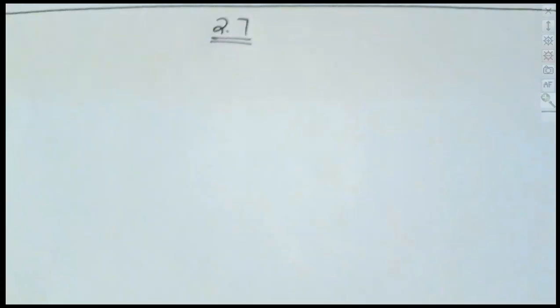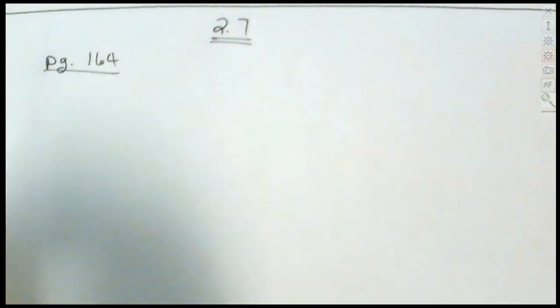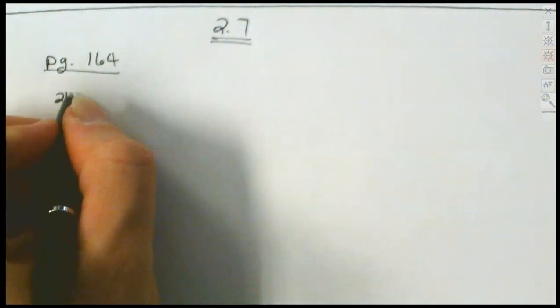So we're going to start on 2.7 by looking at and comparing different items to see which one is the lowest cost per ounce. We're going to look at probably just do one of these. They're pretty simple to see, but we're going to look at question 24 on page 164.